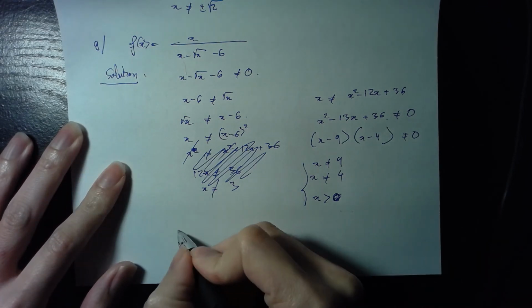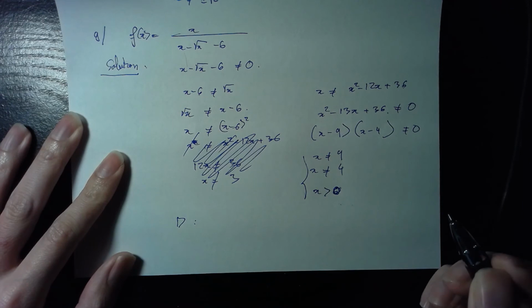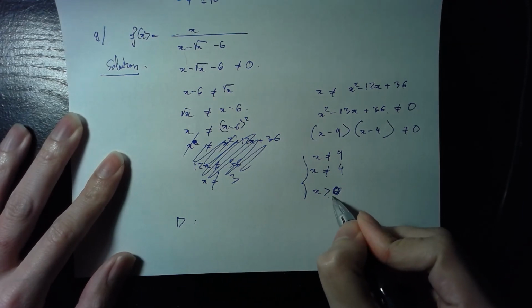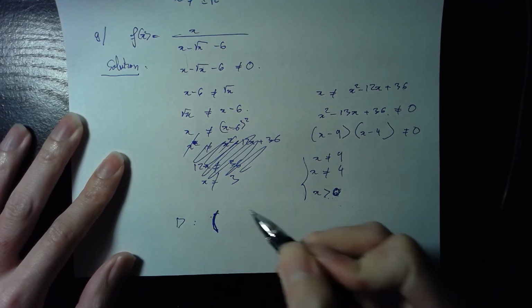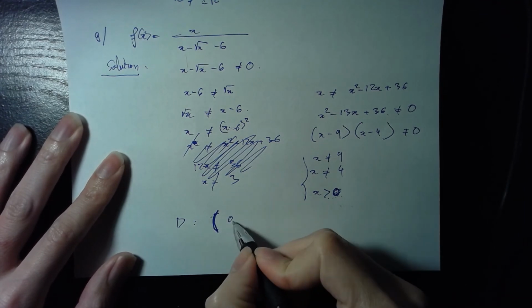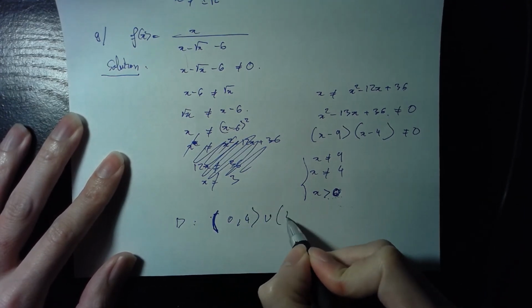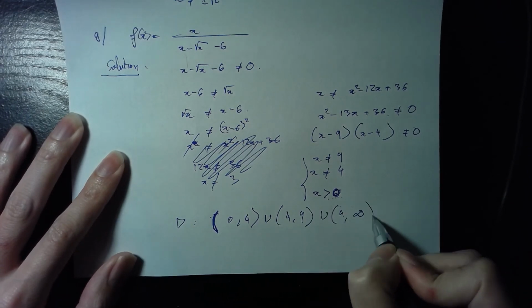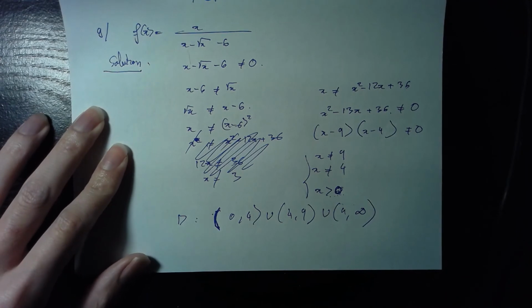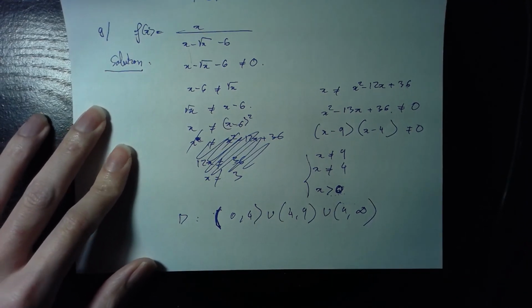So the final answer domain will be what? Must be greater than 0, but not allowed to have 0. So it will be parentheses, I'm sorry, because we don't want to include 0, 0 to 4, parentheses, union 4, 9, parentheses, union 9, infinity. Alright, that will be the domain of G.